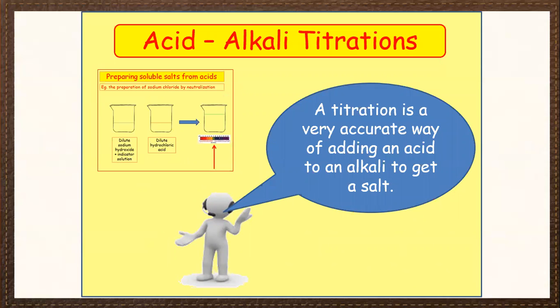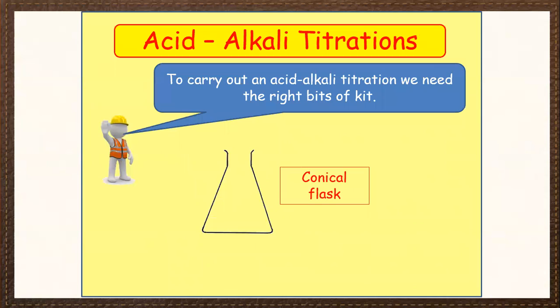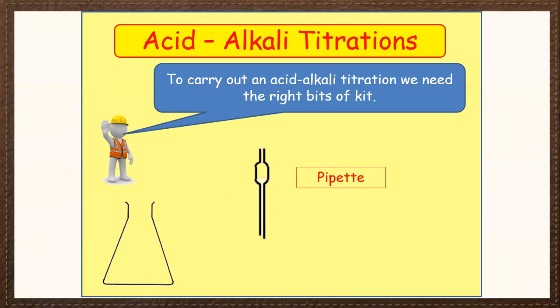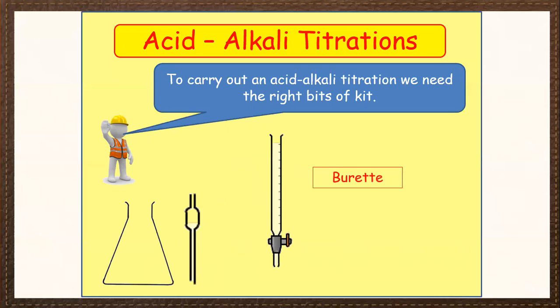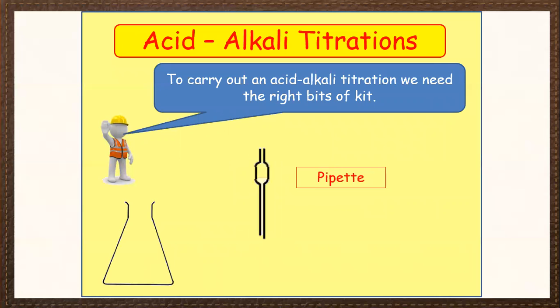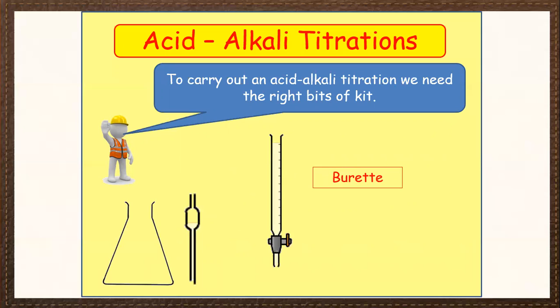Acid-alkali titrations. A titration is a very accurate way of adding an acid to an alkali to get a salt. To carry out an acid-alkali titration, we need the right kit. One is the conical flask. Next, this is the pipette. This is the burette. So we will use these three main important devices.